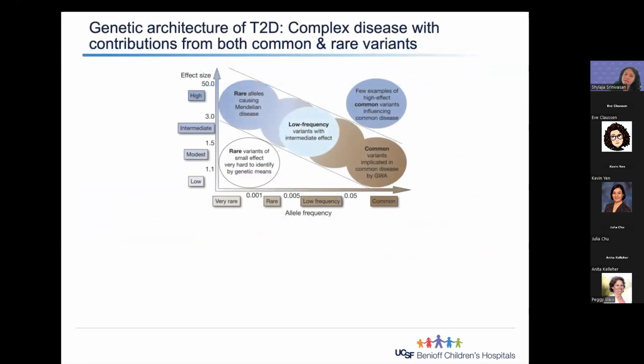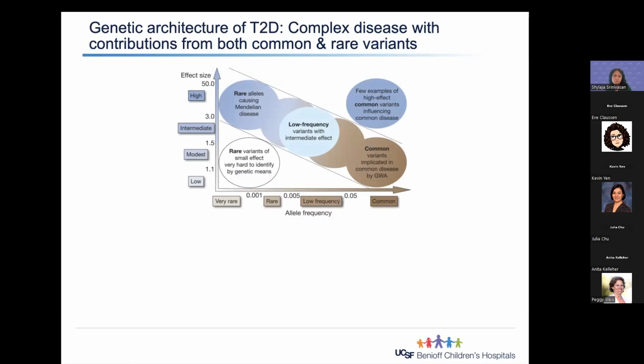So at the onset, when we were starting off this consortium, we wanted to lay the framework of what exactly our goal was, knowing that so much had been done in the adult diabetes genetics world. So first off, I just wanted to orient everyone to the genetic architecture of type 2 diabetes.